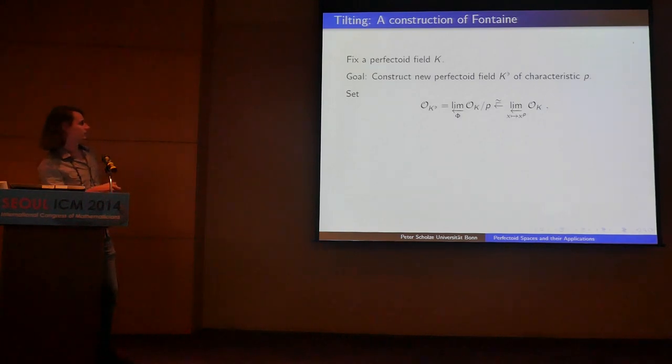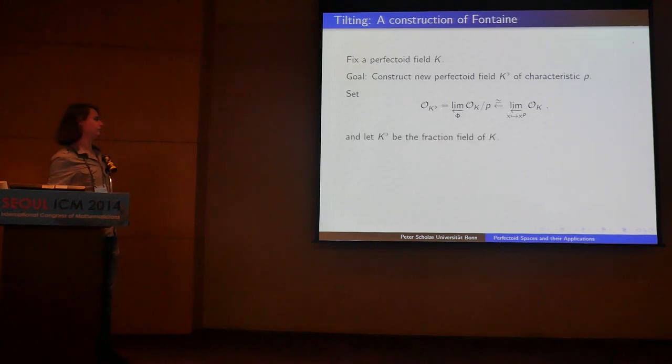But you have the Frobenius map on the ring of integers mod p. You take the inverse limit over Frobenius. This will produce some ring called O_K flat, which you can also identify with the inverse limit over the p-th power map on the ring of integers. And then you pass to the fraction field of this.